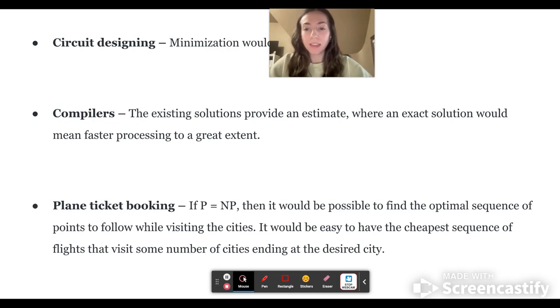And lastly, we have plane ticket booking. Distance modeling is an important factor to be considered while booking plane tickets or train tickets. If P equals NP, then it would be possible to find the optimal sequence of points to follow while visiting the cities. It would be easy to have the cheapest sequence of flights that visit some number of cities ending at a desired city.